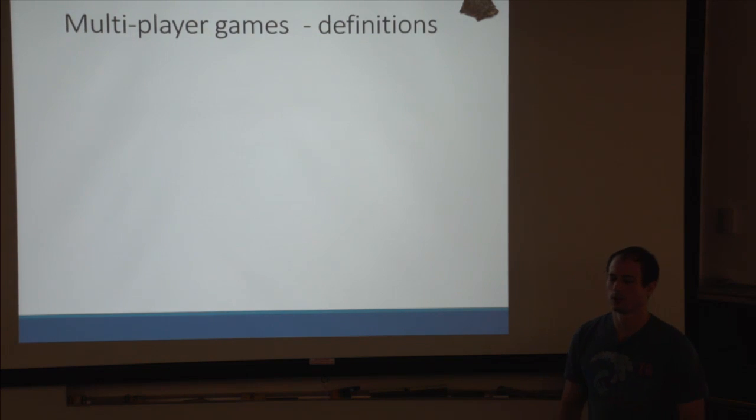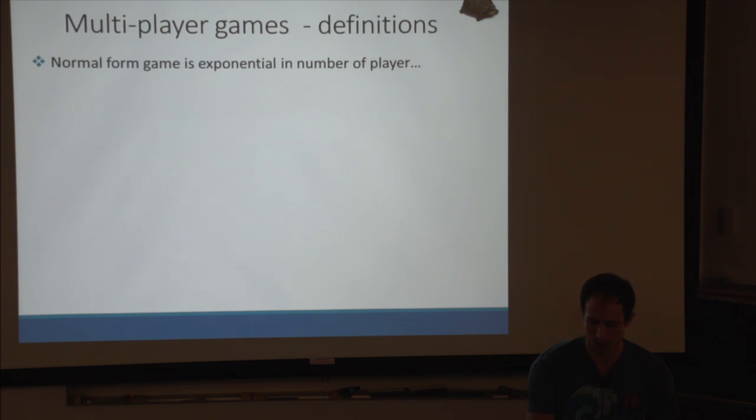So if we're going to talk about multiplayer games, which we'll have to do today, first of all, there's an issue of representation, because the normal form representation is exponential in the number of players. The result is about 2-player games, but the result also goes through for many-player games, and there will be some results for many players. I'll show you in a second.